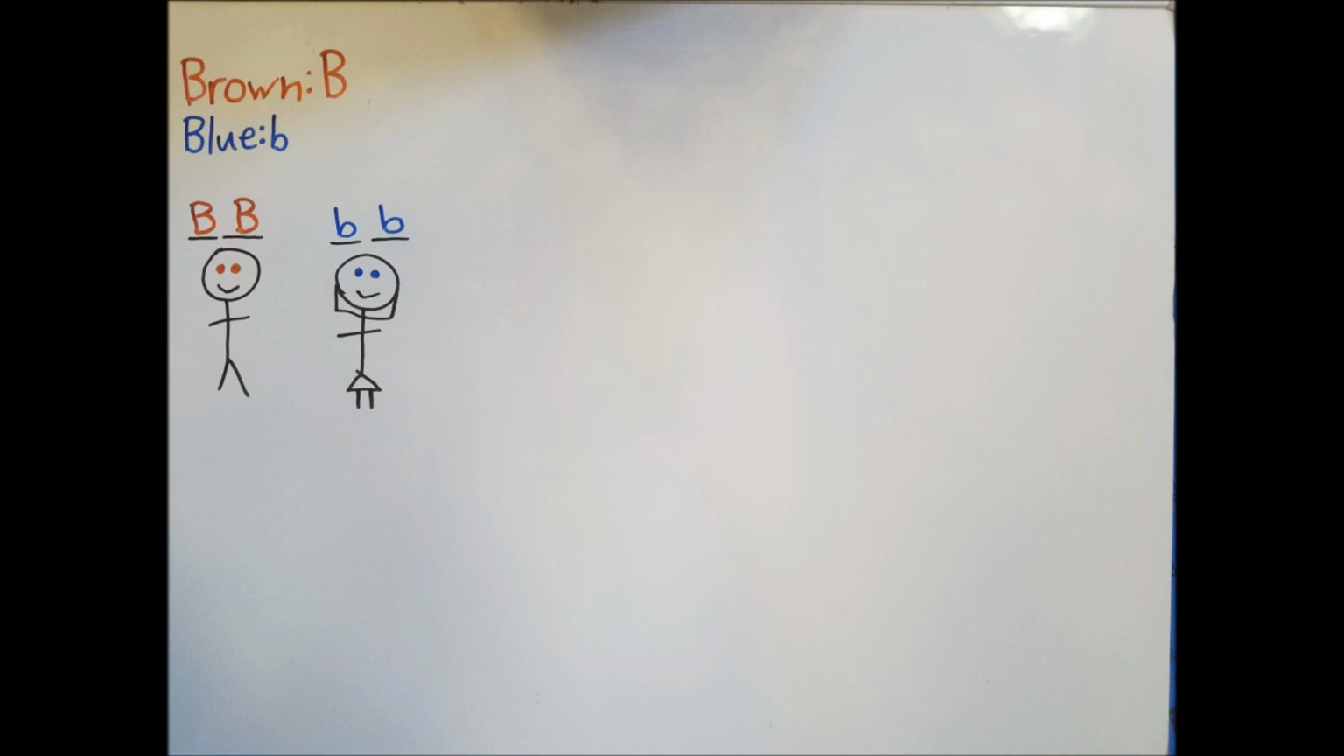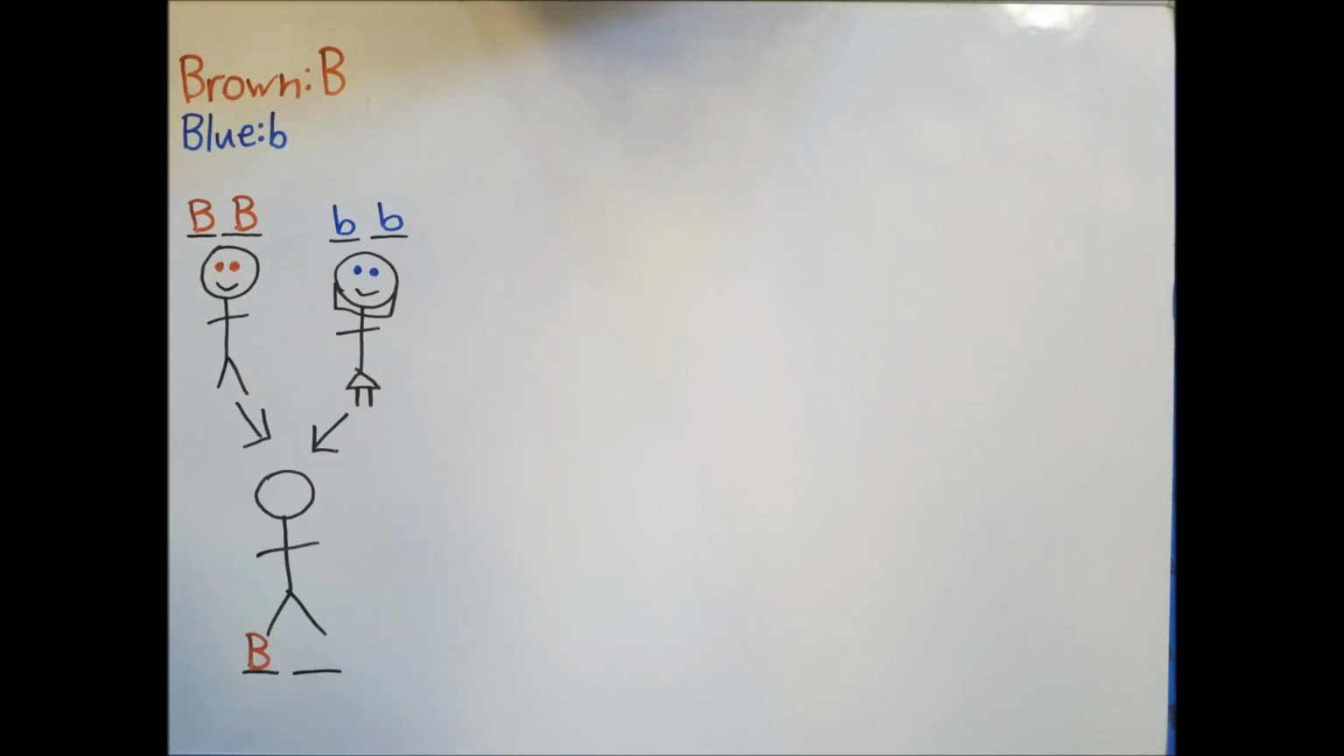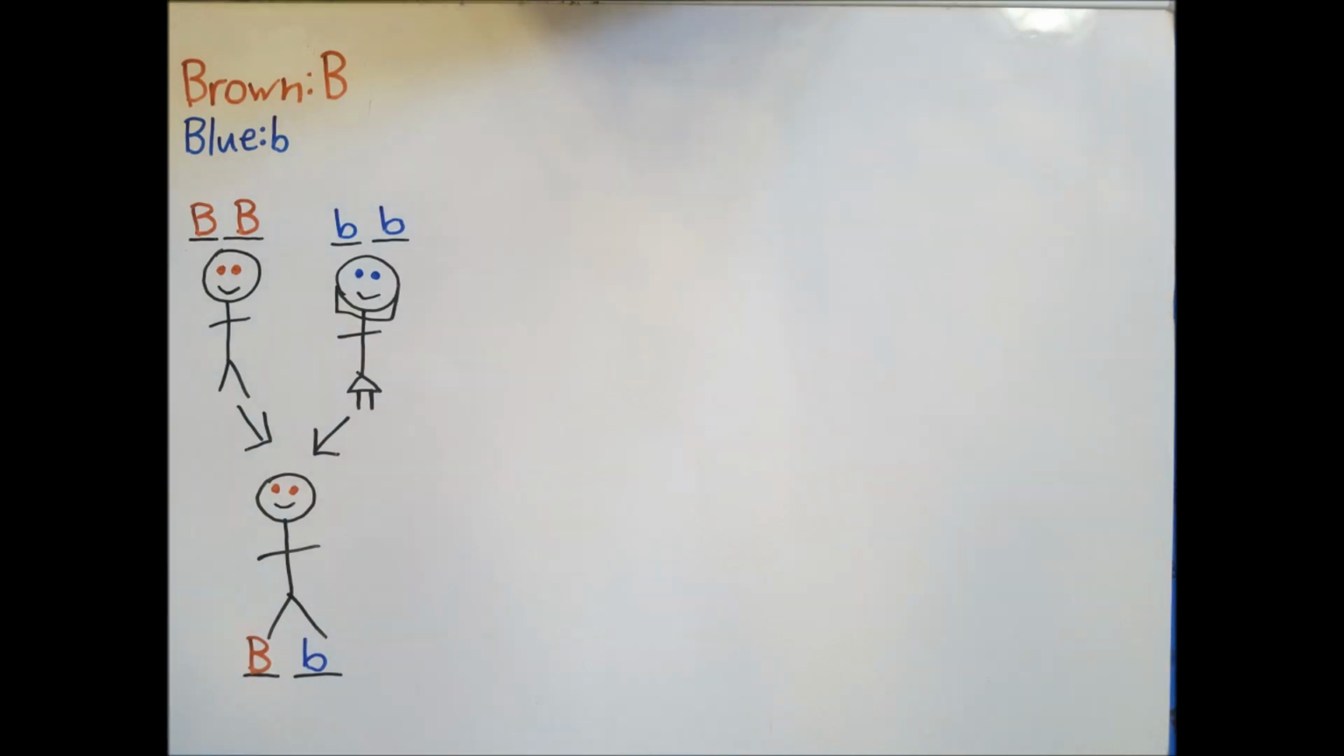And then if they had a kid, we'll draw the kid in. And the kid needs to have 1 big B from his dad, because that's the only thing he can give him. 1 little b from his mom, because that's the only thing she can give him. And so, of course, he'll have brown eyes. And now we're going to draw a Punnett square.